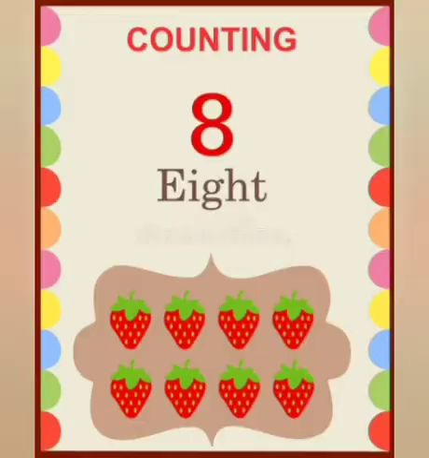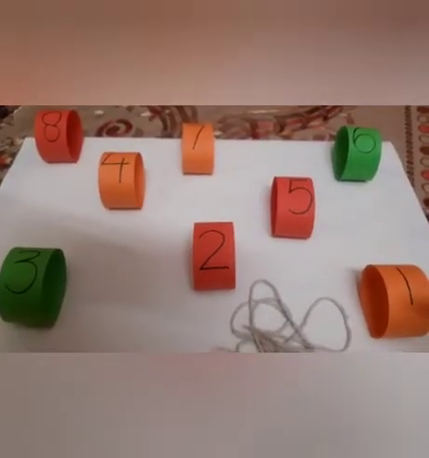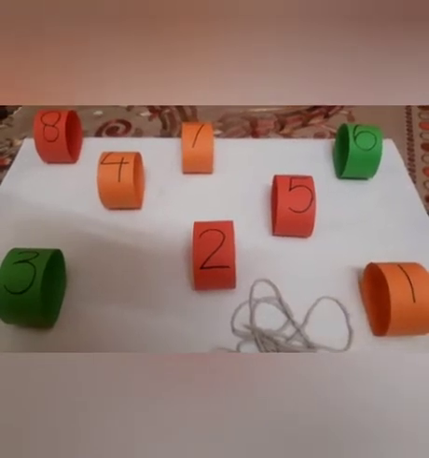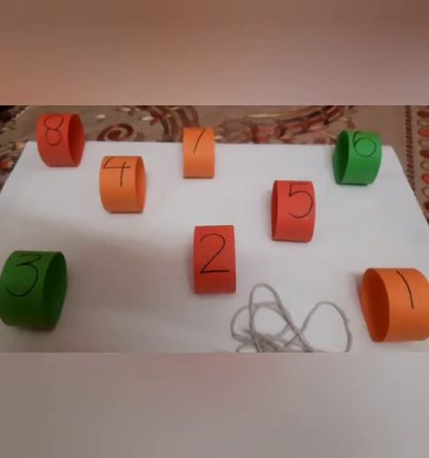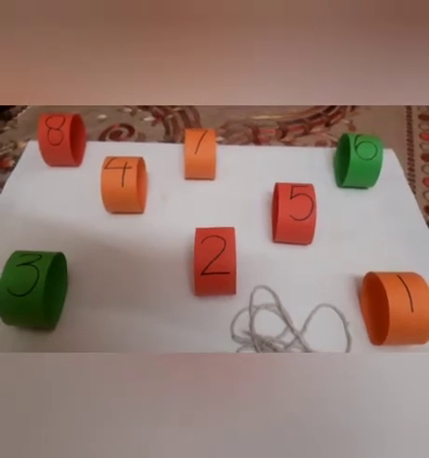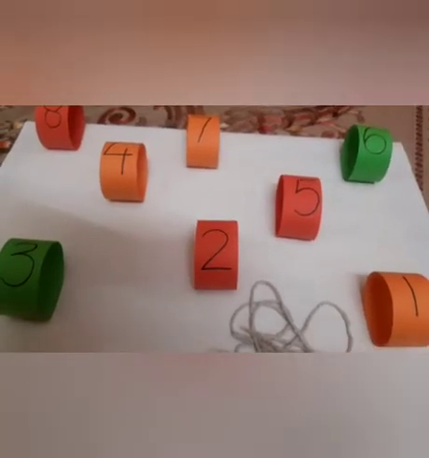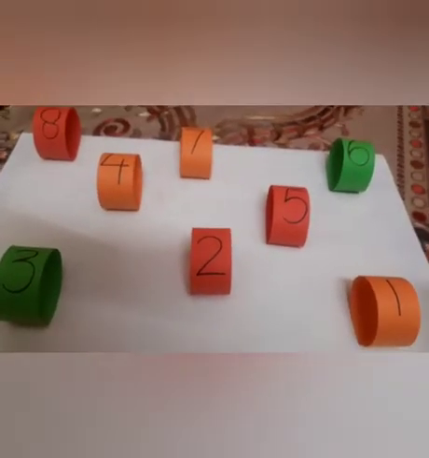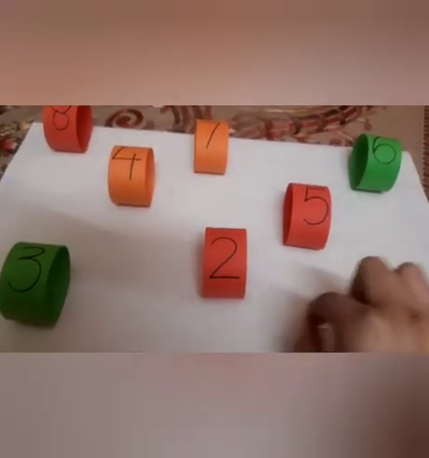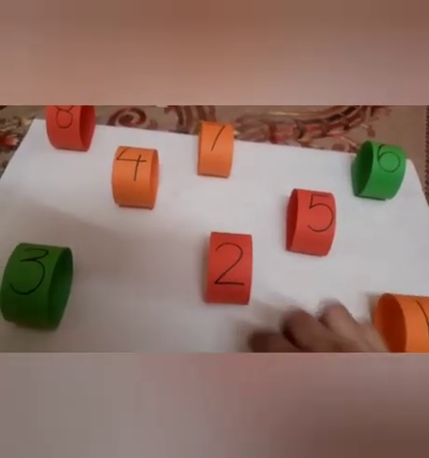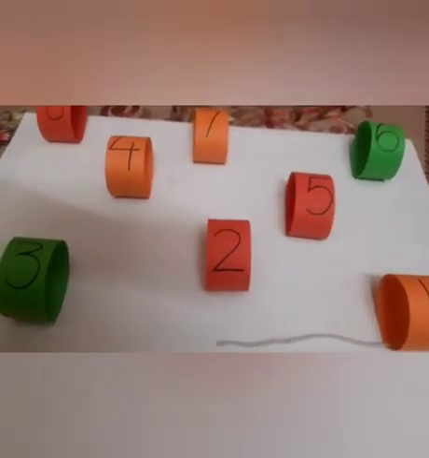Very good. Playgroup, now it's activity time. Here I have numbers from 1 to 8. And we will pass the rope in number sequence. So let's start. The first number is 1. Yes, we will pass the rope into number 1.